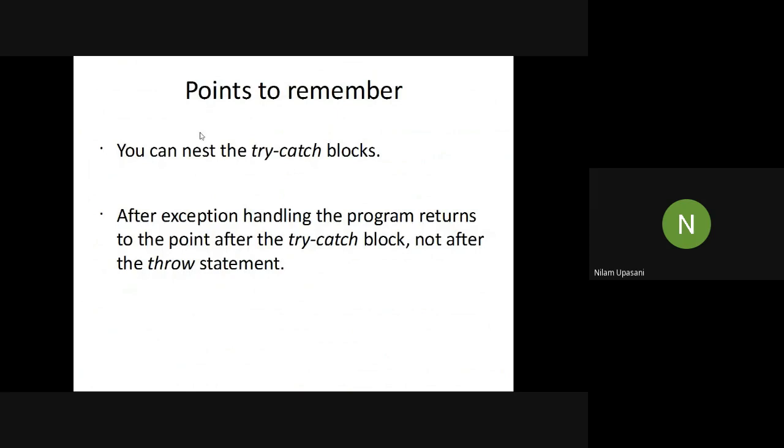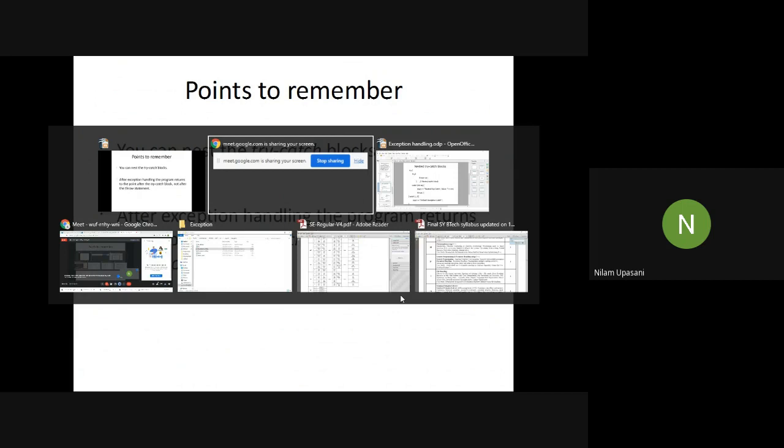Finally, the points to remember are that you can have nested try and catch blocks. After exception handling, the program returns to the point after the try catch block, not after the throw statement. So wherever the throw is, the control is not transferred back to the throw statement. After throw, the control goes to the catch, and once that catch is executed, it doesn't come back to throw, but executes the next statement after the catch block. So this is all about exception handling.